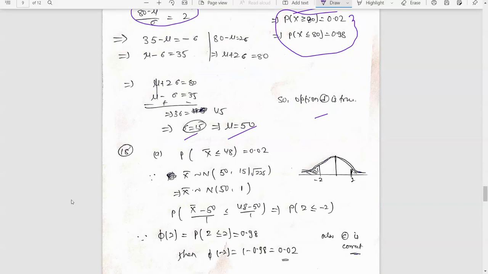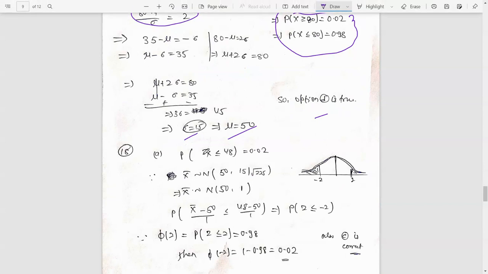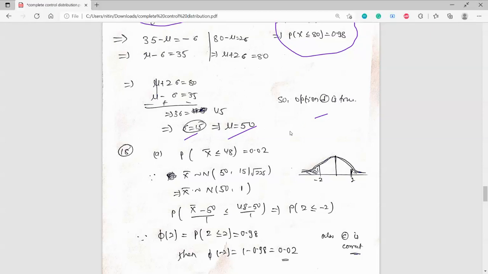Now we have the next question in the same part of the same paper. You had to find the probability that the average marks does not exceed 48. Okay, so if average marks means... maybe I have to see the question. Let me just open the question so you will understand it better.